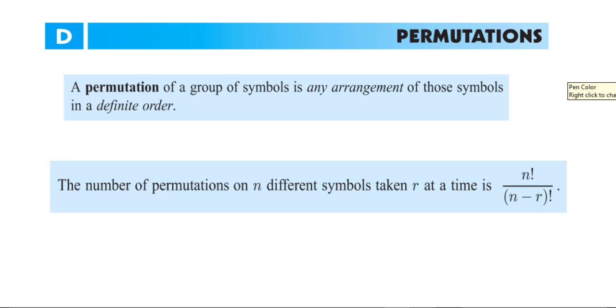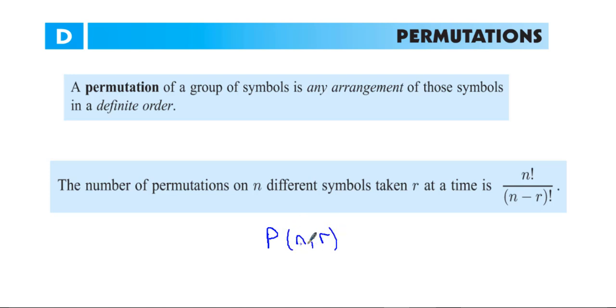Now, part D is about the permutation. What was permutation? It is when the arrangement, the order of the objects, is very important. For example, when there are three people and I want to arrange them in a row, it is important who comes first, who comes second, and who comes third. And the formula for permutation was this one.